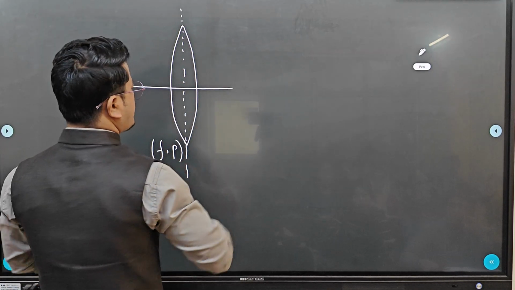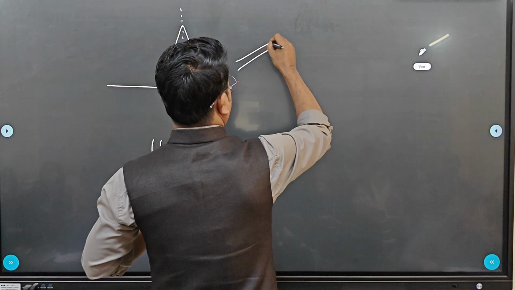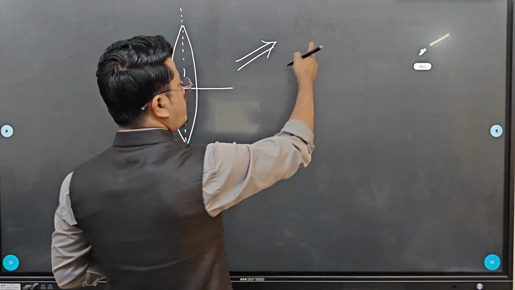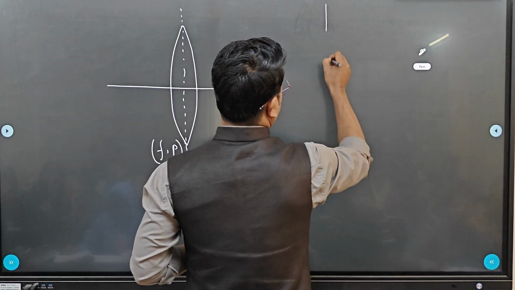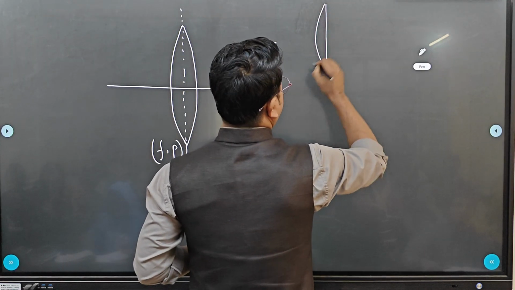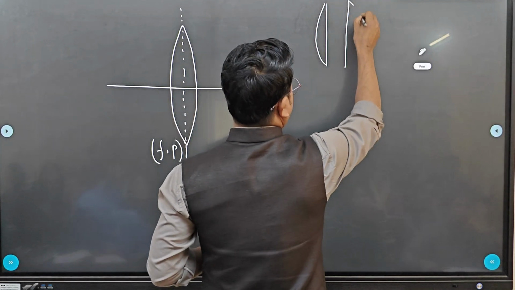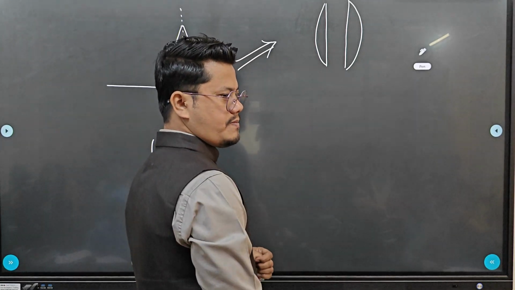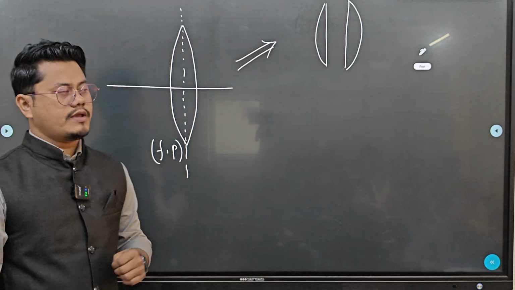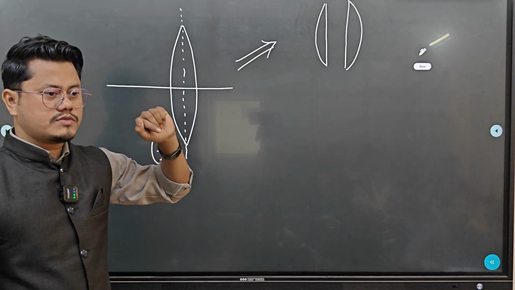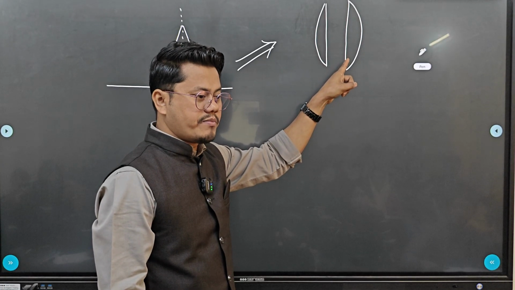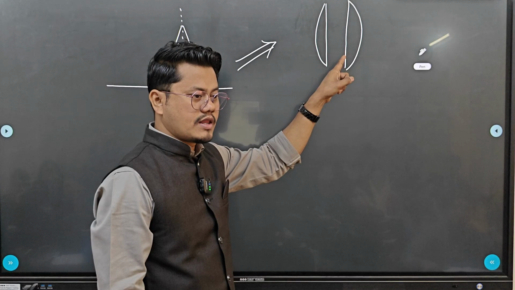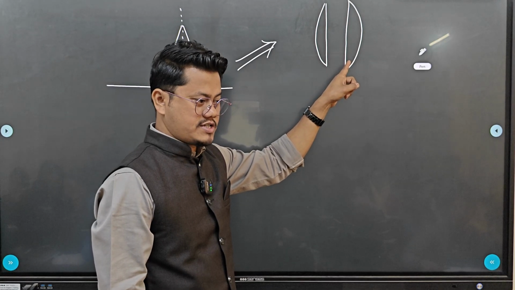What will happen if we cut the lens vertically? Then what will we get? If I cut the lens vertically, I will get 2 equal halves like this. One half will be this way and the other half will be this way, right? Now please tell me one thing. This half has a name. What is the name? Plano convex.